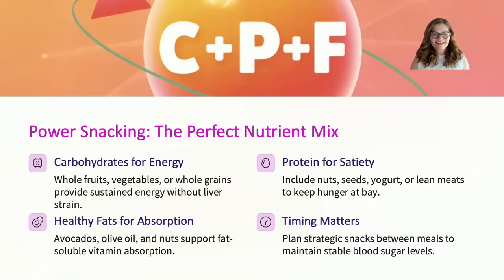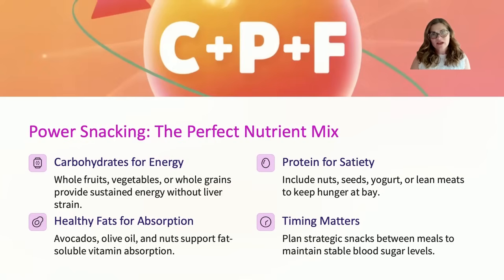So my formula is the C plus P plus F, the carbohydrates, the protein, and the fat. Carbohydrates from whole fruits, vegetables, whole grains will give you sustained energy without overloading your liver. You bring in the proteins from foods like nuts, seeds, yogurt, or lean meats, and that'll help you feel full and satisfied and take a little bit longer to digest.